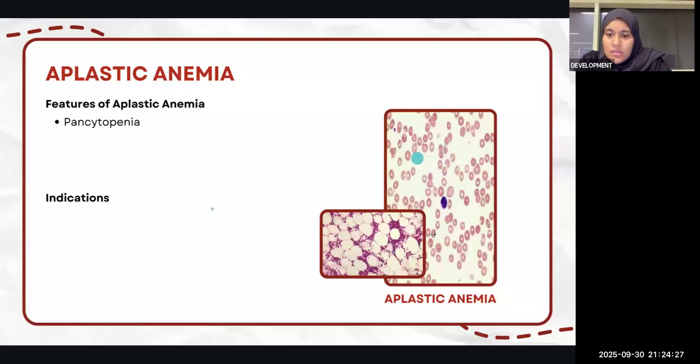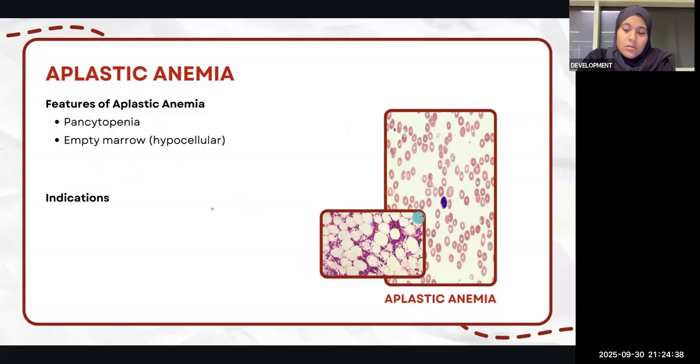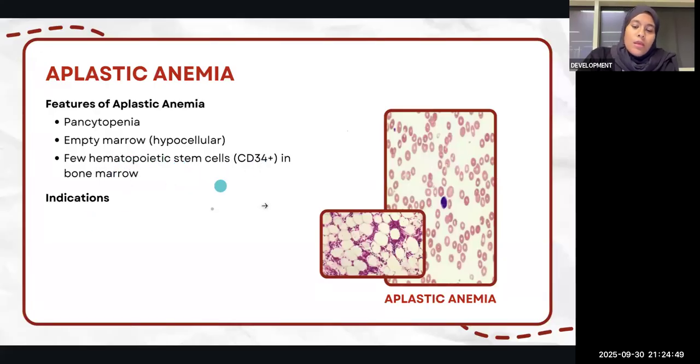So as you can see, this smear looks very empty. There's just a couple of RBCs. And it has an empty marrow. This is the bone marrow. It's hypocellular. It doesn't have a lot of cells. And a few hematopoietic stem cells. The marker for that is CD34 in bone marrow. Just know, it's a few stem cells in the bone marrow.